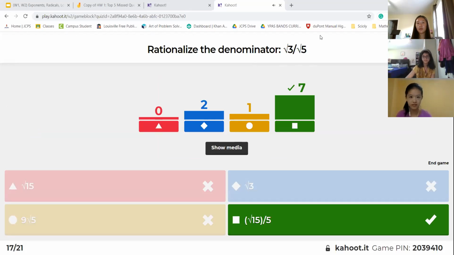So we went over this kind of briefly last class, but when you rationalize the denominator, you have to get rid of the radical in the denominator, right? So I'm going to multiply by radical 5 so that my radical is gone. So radical 5 times radical 5 is 5. Radical 3 times radical 5 is radical 15.